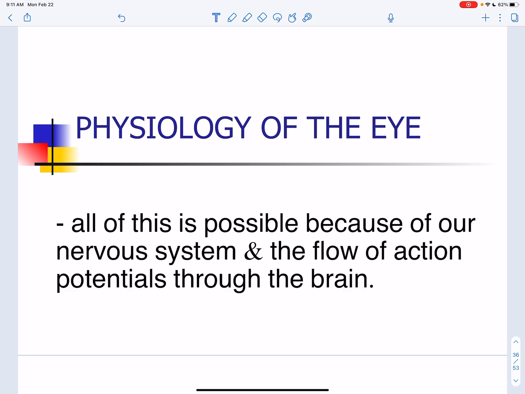And remember that our eyes are only possible because they're connected to our brain. So, all of this is possible because of our nervous system and the flow of action potentials through the brain. So, the brain is how we recognize things, the brain is how we process what we see, and we're even learning that the brain works even though our conscious mind might not be attached to that.